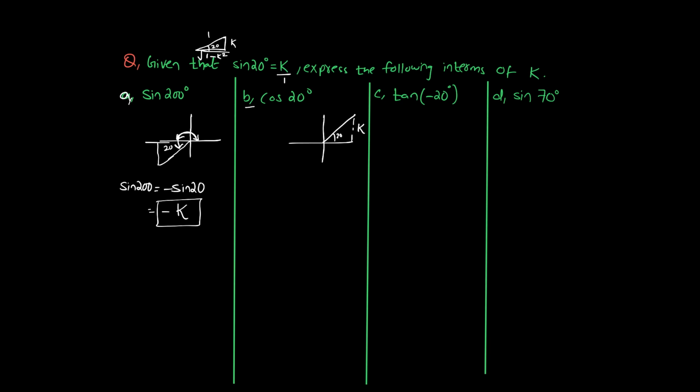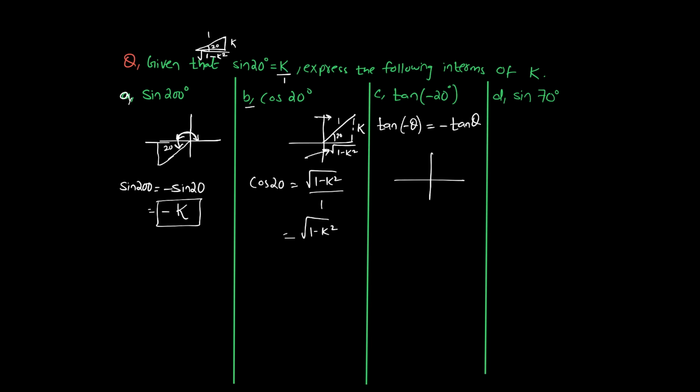Sorry, this value is k, this value is square root of 1 minus k square, and this value is 1. So cos 20 degree is right in front of you. Cos theta is the ratio of adjacent over hypotenuse. So square root 1 minus k square over 1, which is square root 1 minus k square. Tan of a negative angle is same as negative tan theta.